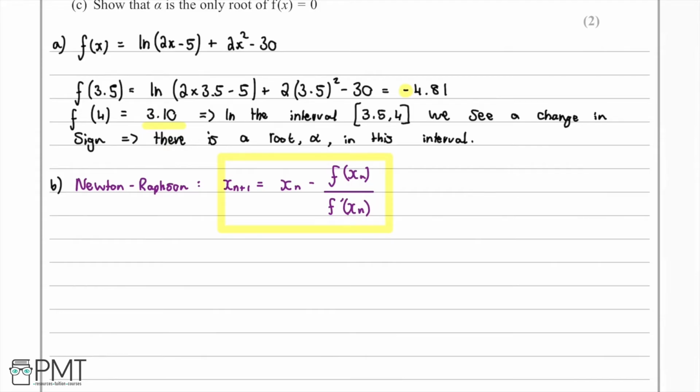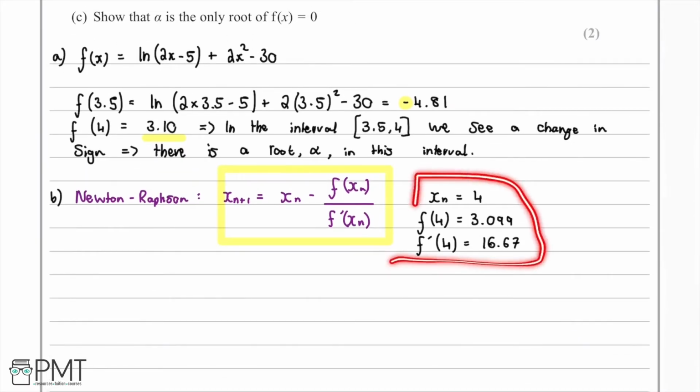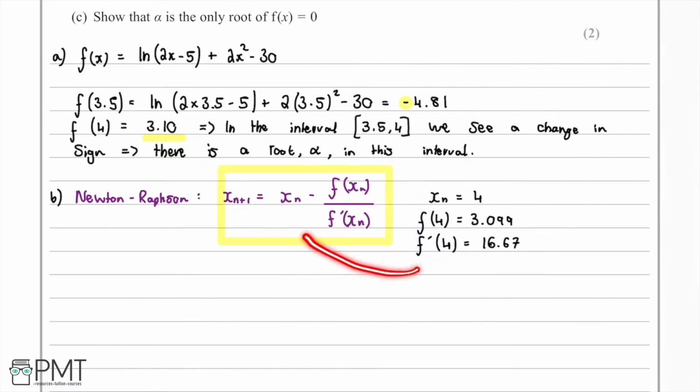So we then recall what information we're given. We're given that x of n is equal to 4. So this is our starting point. We're then given that f of 4 is equal to 3.099, and then f dash of 4 is equal to 16.67. So this means we can take these values, which were given in the question, and substitute these into our formula to work out what x of n plus 1 is going to be equal to.